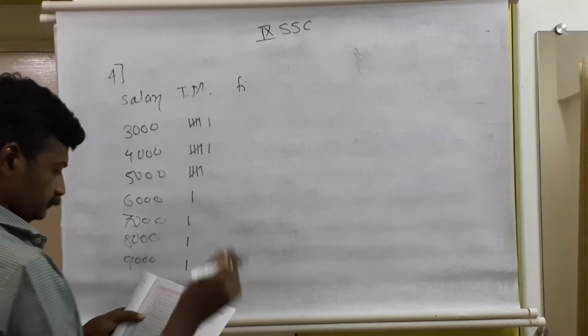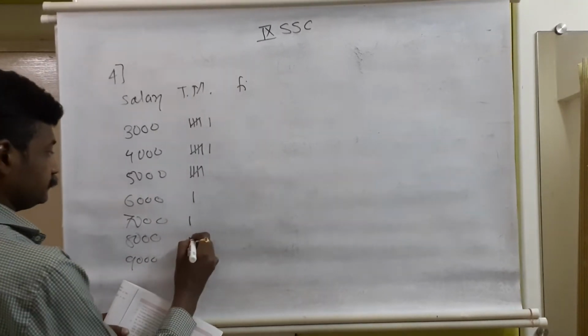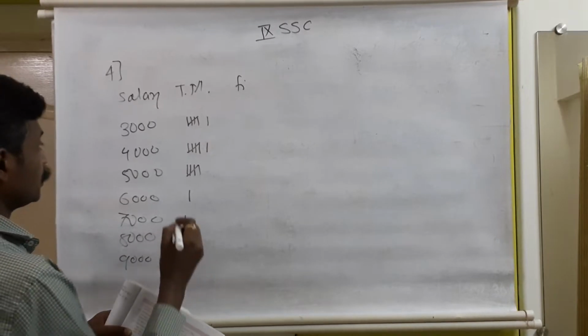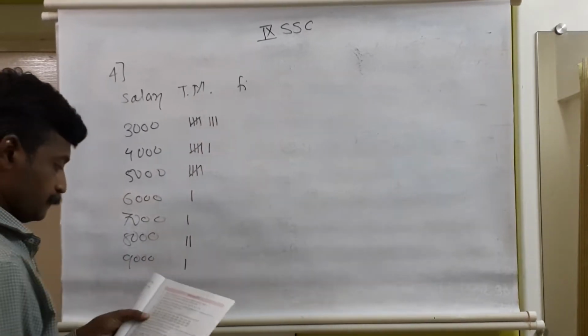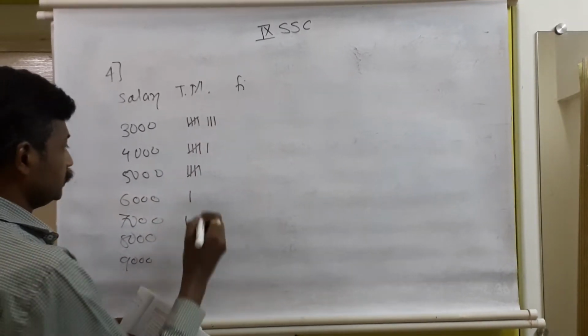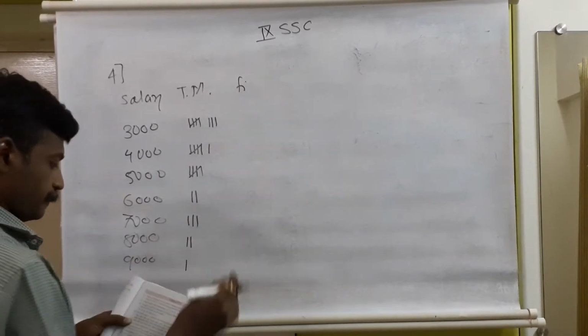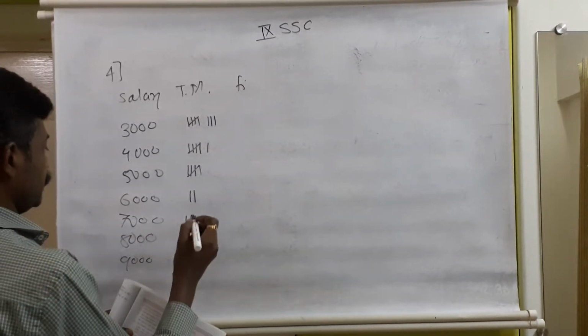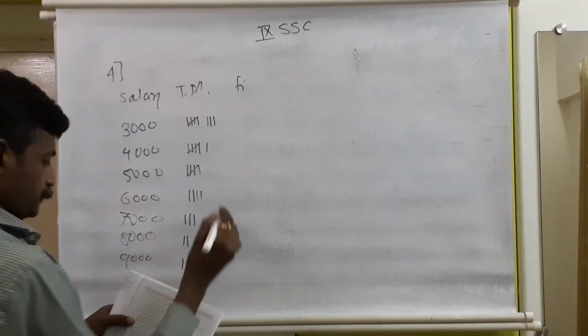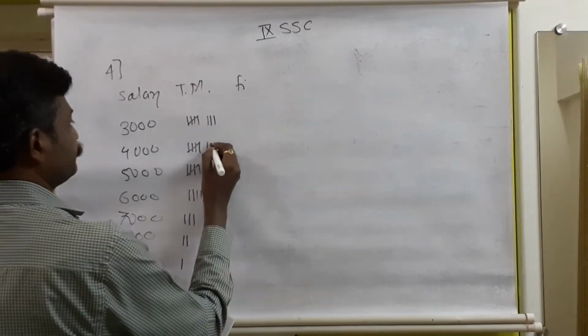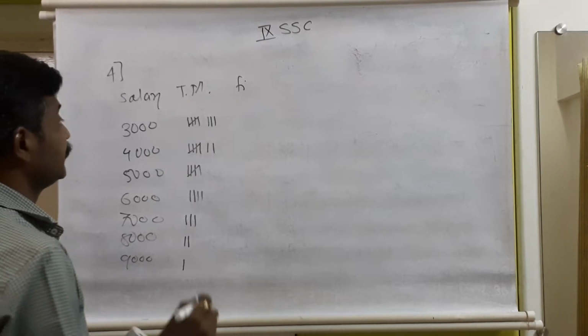6000, 8000, 3000 twice, 6000, 7000 twice, 6000 twice and 4000. Okay, let us see the frequency.